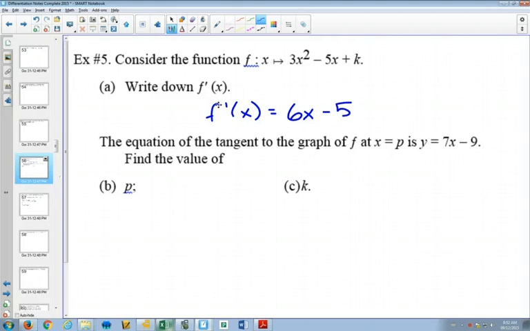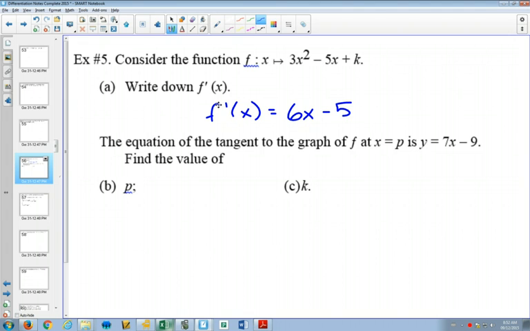And if k is a constant, then we just get 6x minus 5. Now the equation of the tangent at point P on the graph of f is 7x minus 9. So this question is sort of working backwards. They tell us the equation of the tangent line. Usually we have to find the equation of the tangent line.